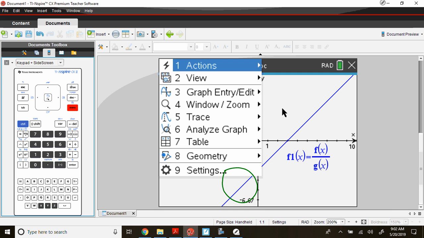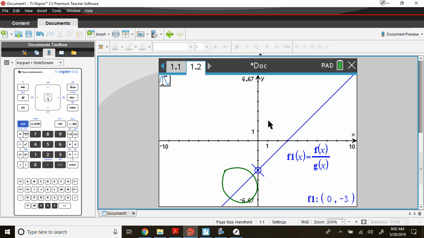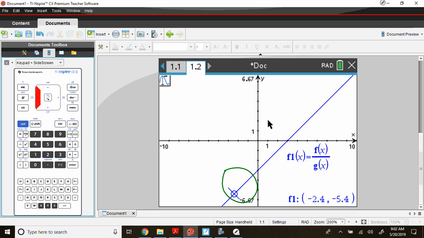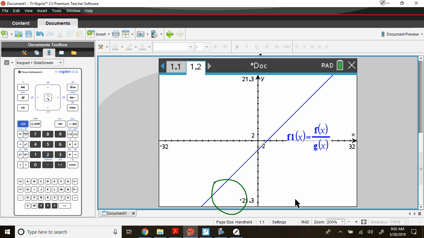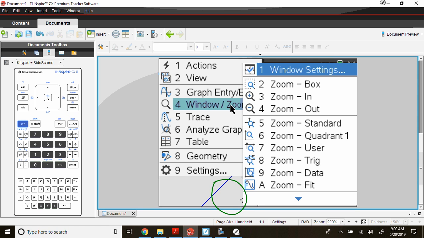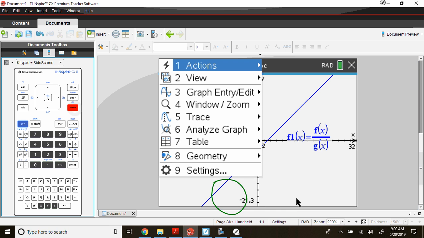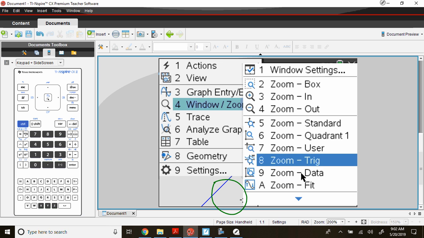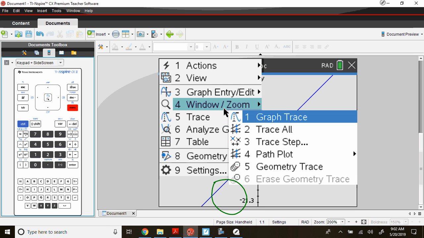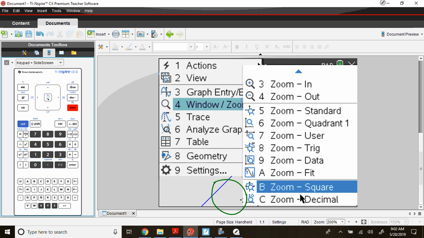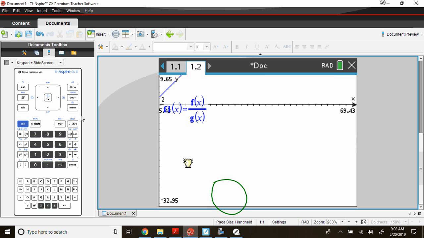If I go menu, trace, graph trace, and I were somehow able to stop when x equals -3, let's see, menu, window, zoom. Let me try zoom decimal. I don't know why my smartboard's not letting me go to the zoom decimal. Let's try it this way. Menu, window, zoom, zoom decimal. Come on, work with me. Zoom decimal. There we go.